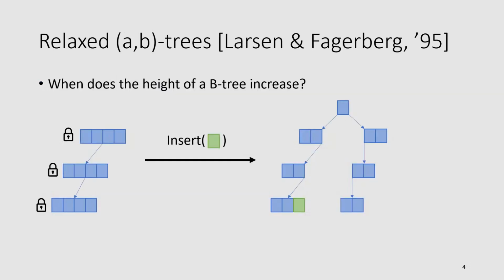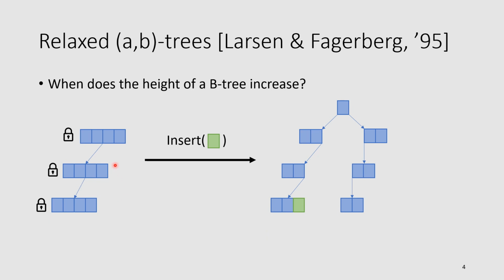Unfortunately, B trees, as they're used in single-threaded code, aren't very concurrency friendly. Consider an insert which increases the height of a B tree. In this example, suppose 4 is the maximum node size, so all of these nodes on the left are full. To insert the green key value pair, you would have to split the leaf and insert a new key and pointer in the leaf's parent.